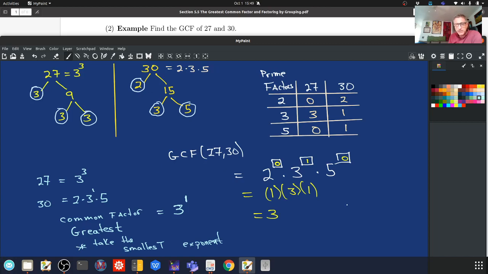So again, we can verify that 27 divided by 3 is 9, and 30 divided by 3 is 10. And that's it. There is no number larger than 3 which divides 27 and 30. And we're talking about non-trivial factors. Clearly, every number is divisible by 1. It's a trivial factor, we don't care about it.